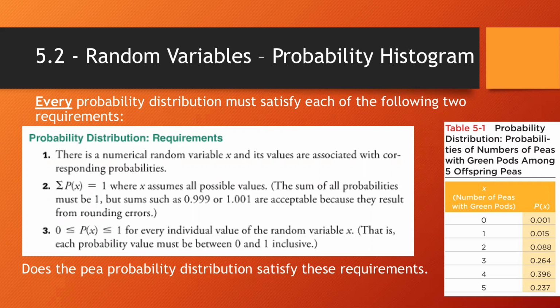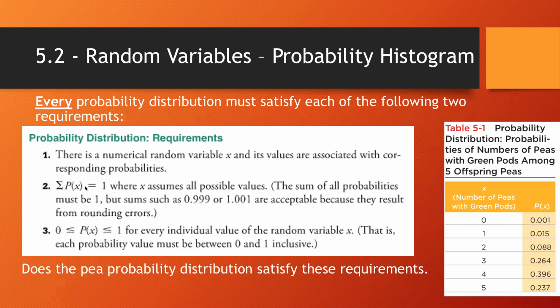First one is there is a numerical random variable x, and its values are associated with corresponding probabilities. When it says random variable x, that's these variables here. Notice that these are numerical. It's not things like yes, no, I don't know. These are like 0, 1, 2, 3. They're numerical. We can perform computations on them. Therefore, they are numerical. You'll see why that's important when we talk about how we can calculate the mean and the variance from a probability distribution.